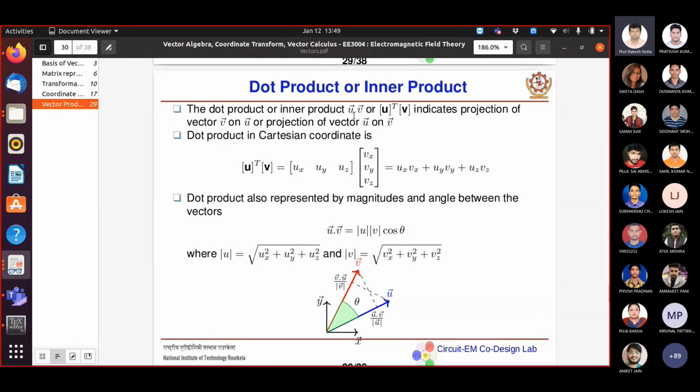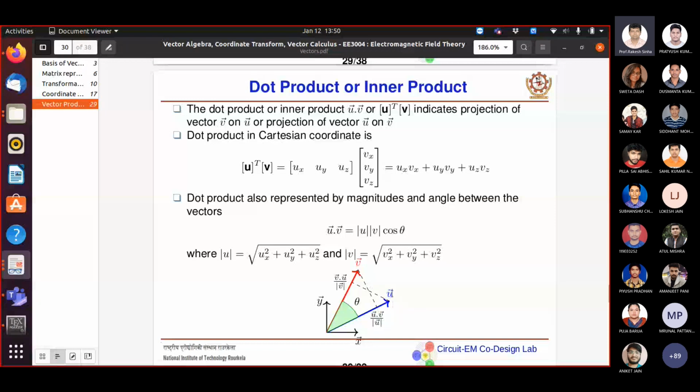The dot product or inner product, u dot v, or you can say U transpose into V, indicates the projection of V on U or the projection of U on V. Please note that this itself is not the projection. There is a difference. Why is it not itself? Because you have to divide by the unit vector. The projection of V in the U direction is the inner product of V with respect to the unit vector in the U direction.